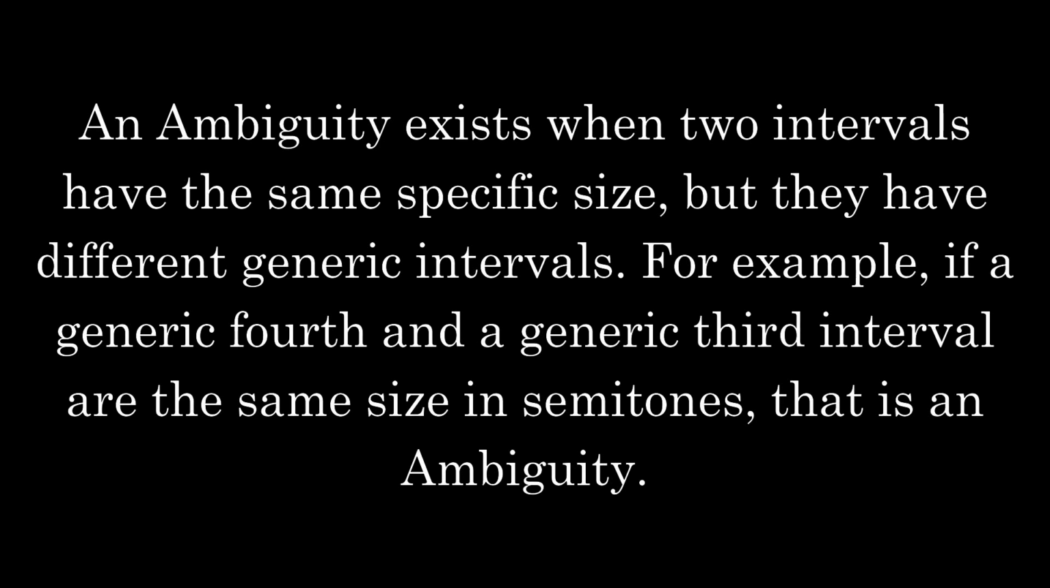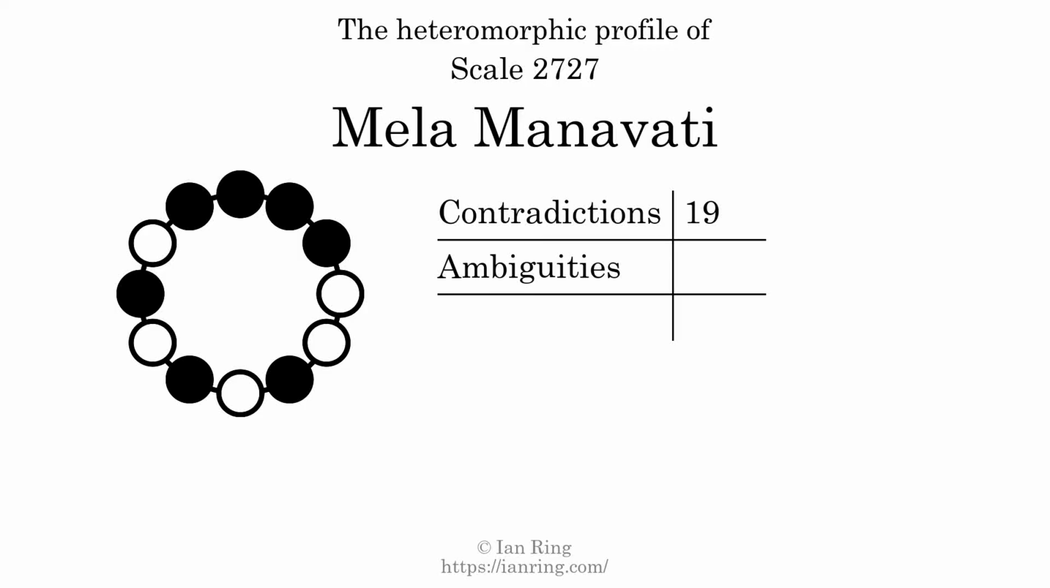An ambiguity exists when 2 intervals have the same specific size, but they have different generic intervals. For example, if a generic fourth and a generic third interval are the same size in semitones, that is an ambiguity. The number of ambiguities in this scale is 38.